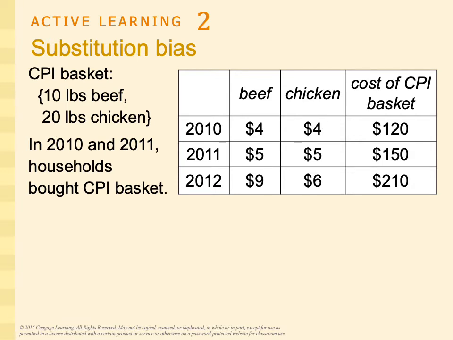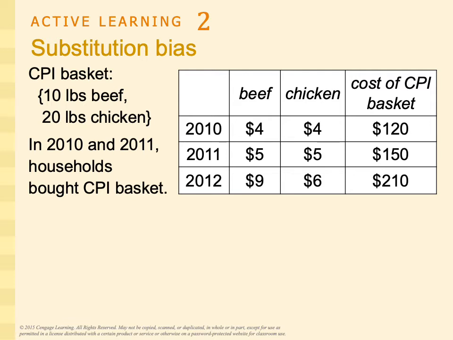Now, it could be that in 2010 and 2011, households bought this basket, right? 10 pounds of beef and 12 pounds of chicken. And maybe a rationale for that is that they were the same price in 2010 and they were the same price in 2011, even though they both went up in price. And so since the relative price between them didn't change, they didn't change their basket.